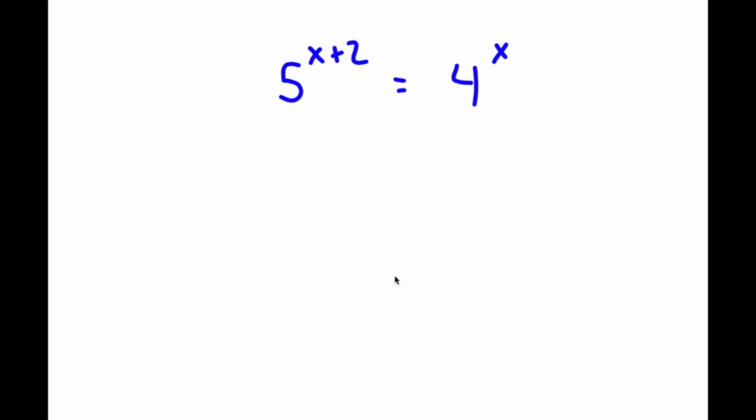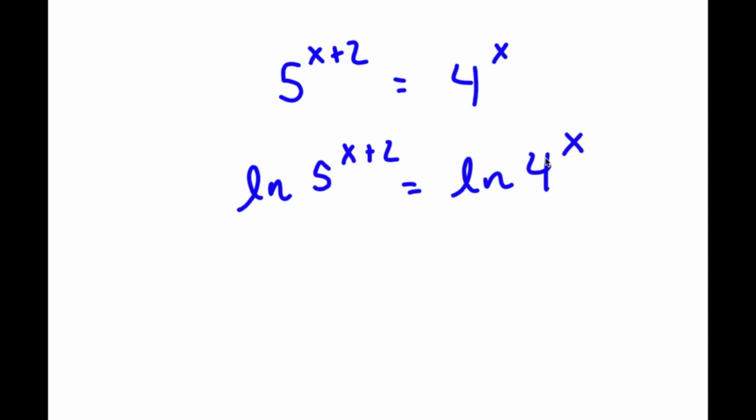Alright, so in this problem, I have 5 to the power of x plus 2 is equal to 4 to the power of x. So to solve this, I'm going to first take the natural log on both sides. So I have ln 5 to the power of x plus 2 is equal to ln 4 to the power of x.